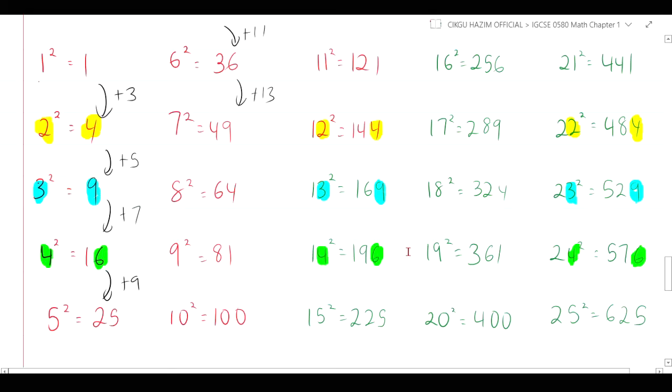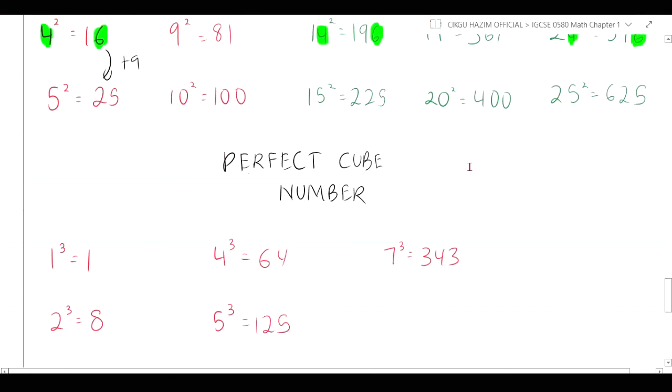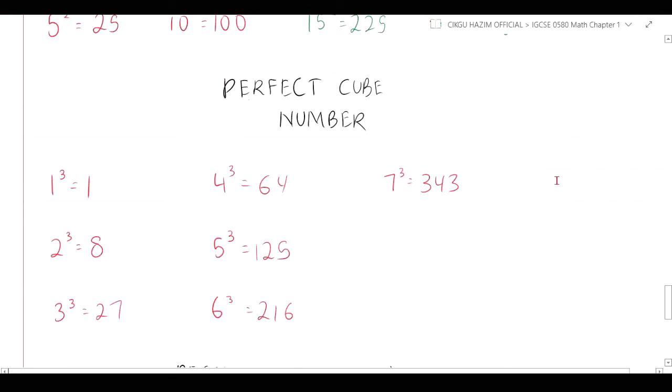And I highly recommend you to memorize. The next thing is the perfect cube numbers. Perfect cube numbers are not that many, only until 7 cube, because only until 7 cube usually comes out in exams. All the numbers that I put here usually come out in exams. 1 cube is 1, that's obvious. 2 cube is 8, 3 cube is 27, 4 cube is 64, 5 cube is 125, 6 cube 216, and 7 cube is 343. Just memorize it. It's going to make your life easy.